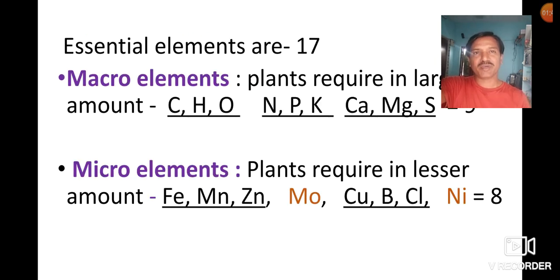According to Arnon and Stout, the essential elements are 17. Those are macro elements and micro elements. Macro elements are 9 and micro elements are 8. Macro elements are carbon, hydrogen, oxygen, nitrogen, potassium, phosphorus, calcium, magnesium and sulfur.